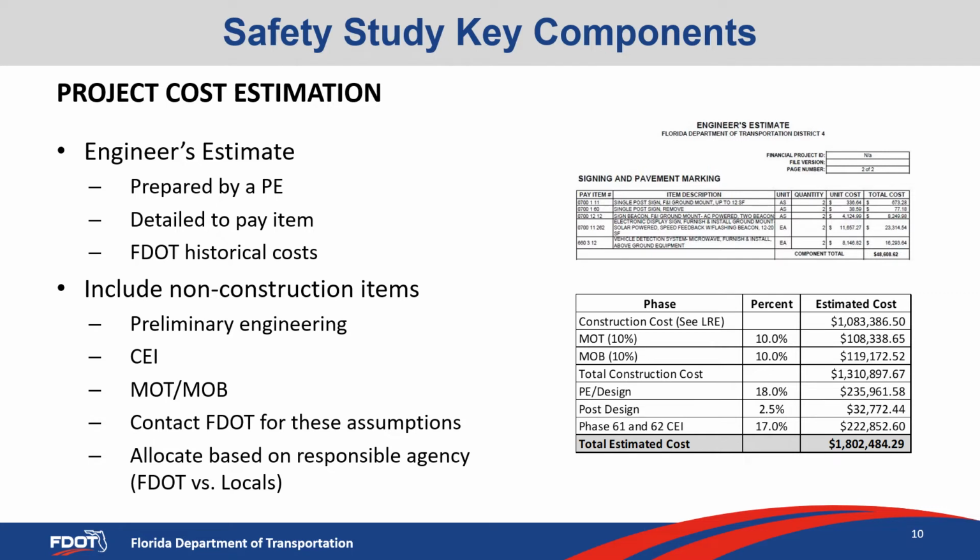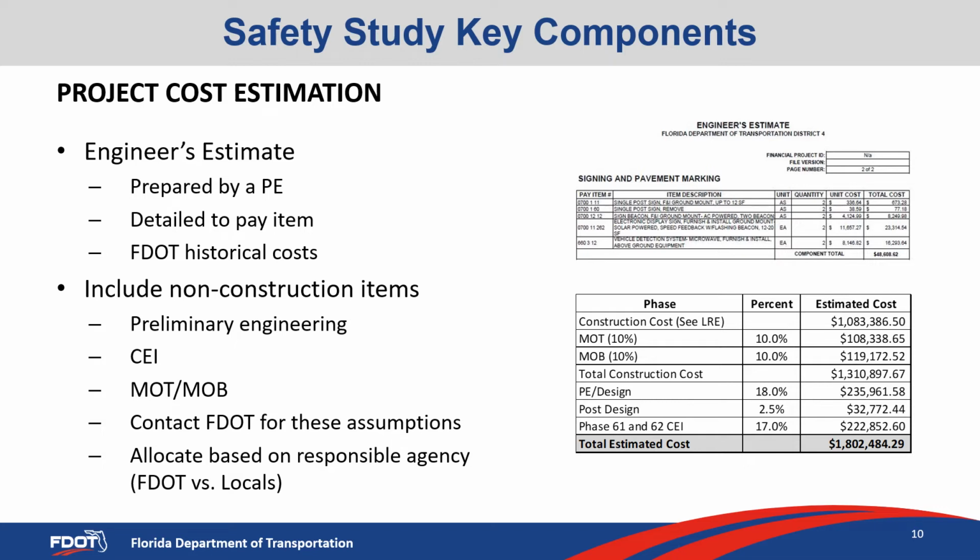Again, detailed pay items. And since the projects are typically going to be LAP projects, FDOT costs, not local agency costs, should be used. And you can easily Google FDOT historical costs to get the recent 6-month averages within your county or the district. It's also important to include the non-construction items within the cost estimate because there's many aspects to the full funding amount that will go in, and also to acknowledge the responsible party for those different components, whether it be the local agency or FDOT.